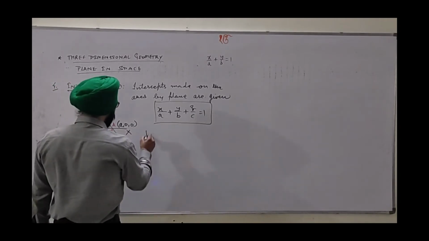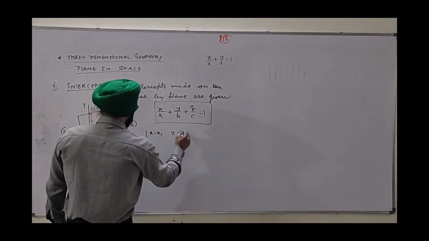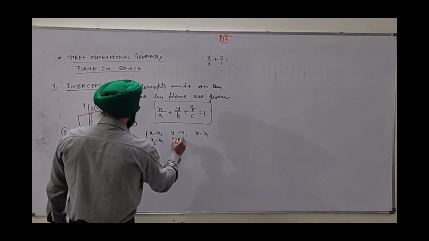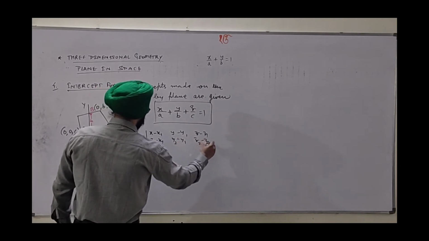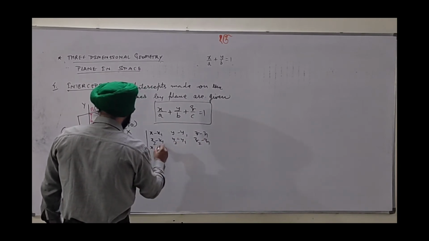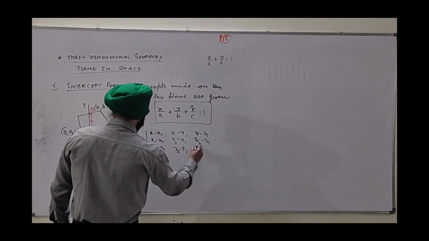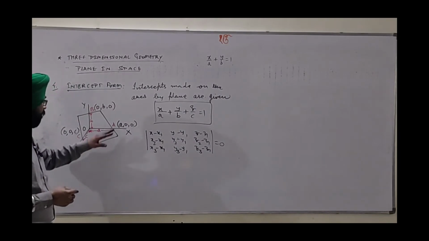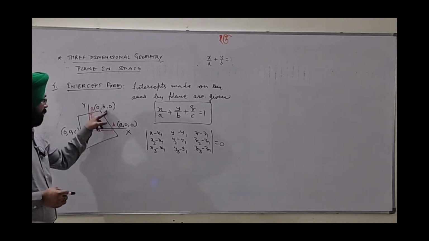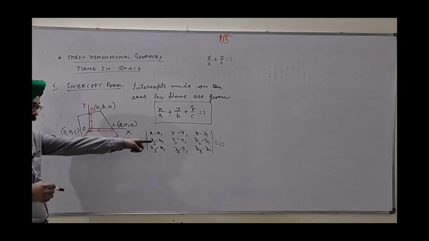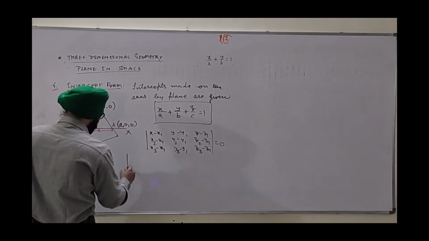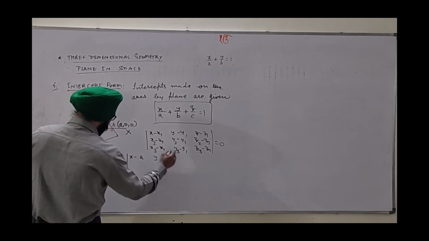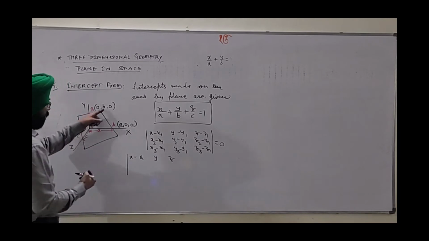So the previous case was x minus x1, y minus y1, z minus z1; x2 minus x1, y2 minus y1, z2 minus z1; x3 minus x1, y3 minus y1, z3 minus z1 equal to 0. So what we can do, these values of 3 points as x1, y1, z1, x2, y2, z2, and x3, y3, z3 can be put in this equation, and we will see that x minus a, y minus 0 is y, z minus 0 remains z, x2 minus x1, no difference between these two.